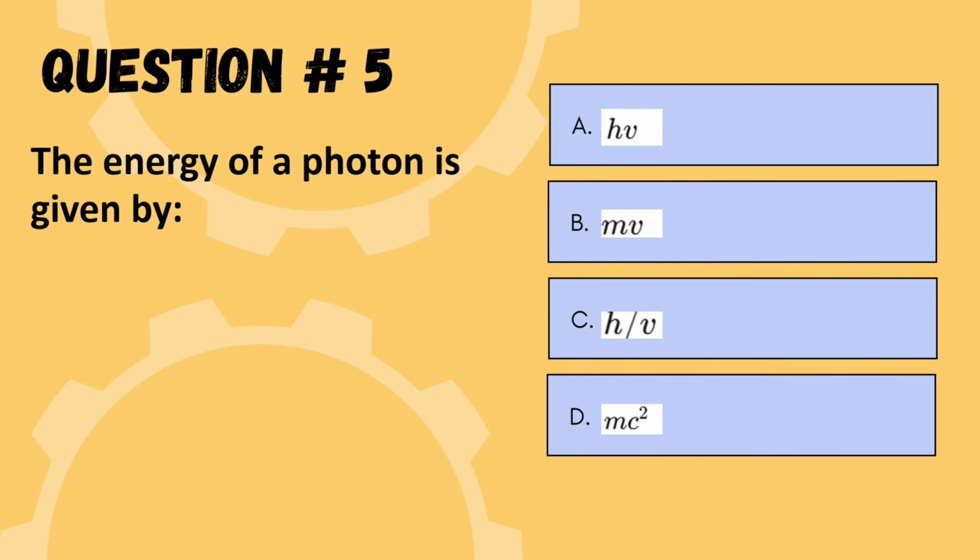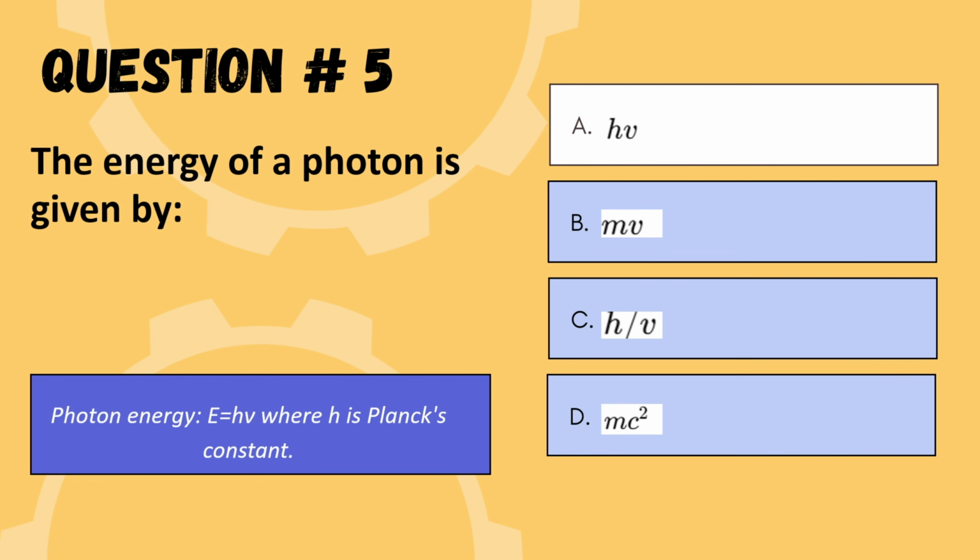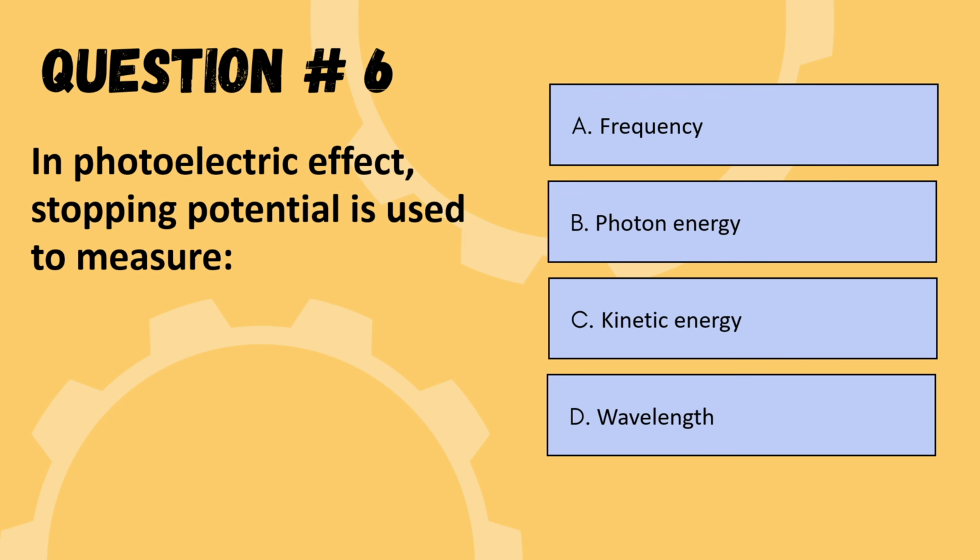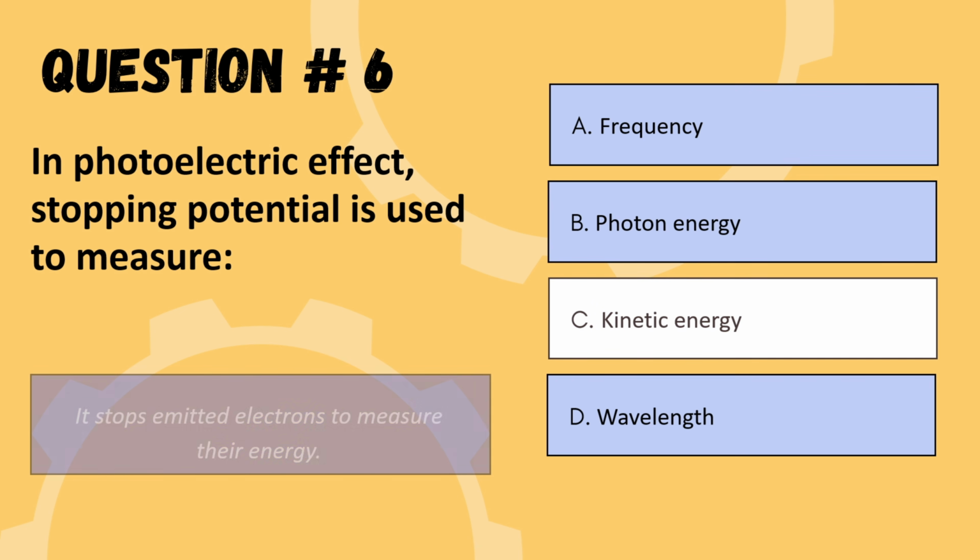Next question is, the energy of a photon is given by hv, mv, h by v or mc square. So the correct option is option A, hv. So we are moving to the next question. Next question is, in photoelectric effect, stopping potential is used to measure. Options are frequency, photon energy, kinetic energy or wavelength. So the correct option is option C, kinetic energy. So we are moving to the next question.